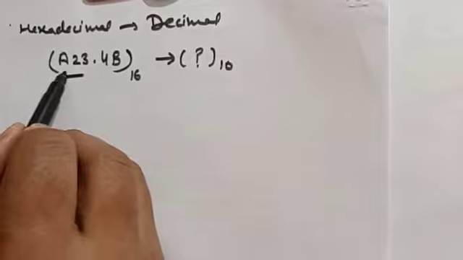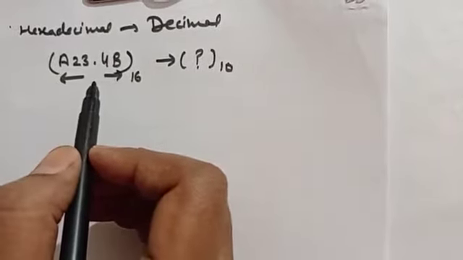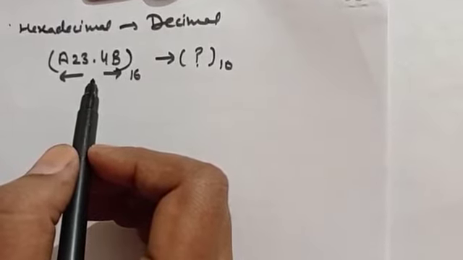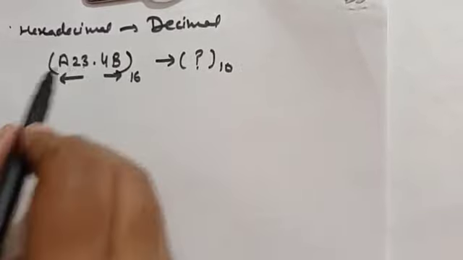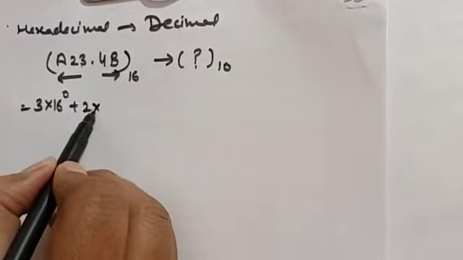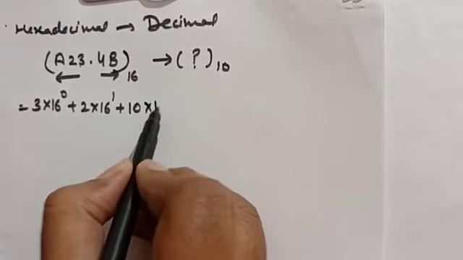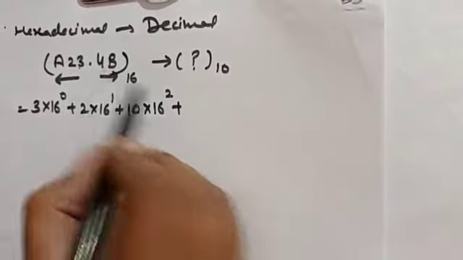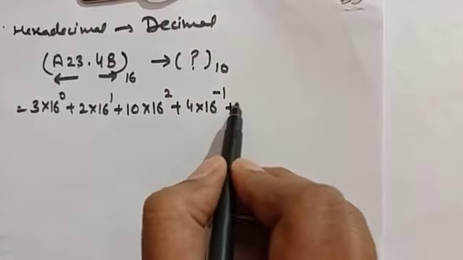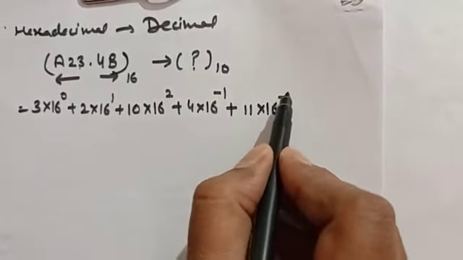Again, we treat the integer in the left hand direction and the fractional part move in the right hand direction and multiply each digit by the weight assigned to it. Now the weights are in the power of 16. So here 3 into 16 raised to power 0 plus 2 into 16 raised to power 1 plus A. A means 10 into 16 raised to power 2 plus 4 into 16 raised to power minus 1. Fractional part is there, plus B. B is 11 into 16 raised to power minus 2.